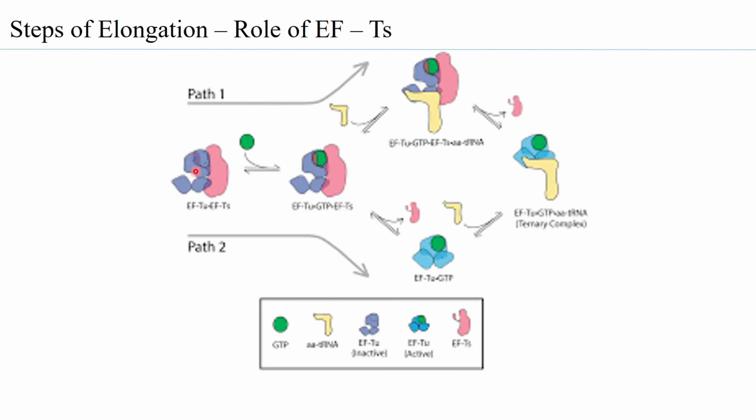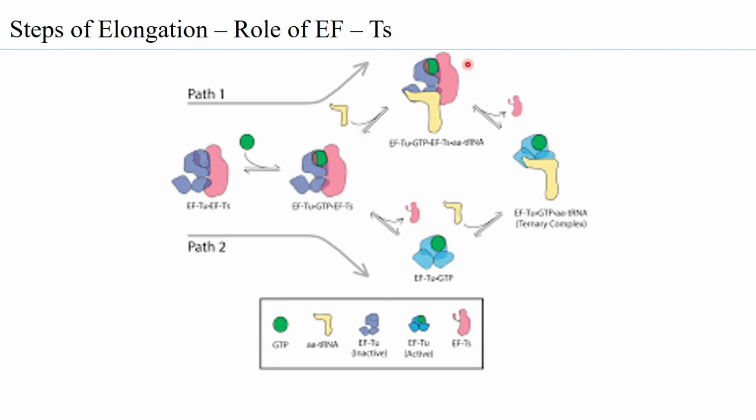So what happens is when EF2 GDP is formed, it can interact with EFTS. So what forms is an EF2 EFTS complex. With the formation of the EF2 EFTS complex, a GTP can again associate with the EF2. And on binding of the GTP to the EF2, thanks to the conformation that the EFTS was able to bring about in EF2, in order for the GTP to come and bind, the EFTS can remain associated and help the EF2 GTP to bind to a charged tRNA.